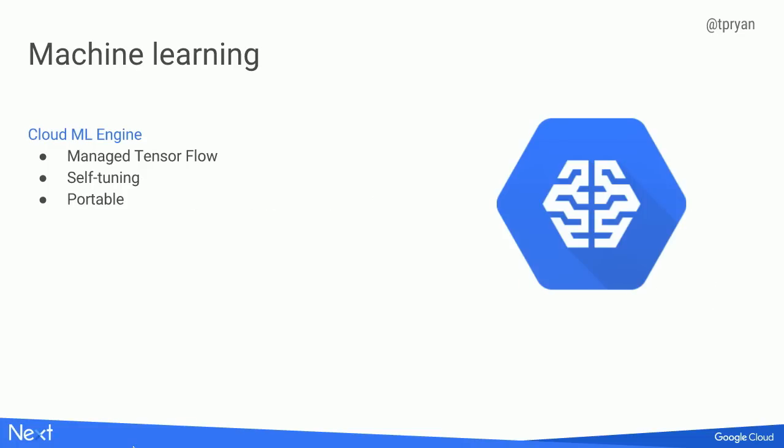So when we get back to machine learning, Cloud ML Engine, we just changed the name, so I apologize for bobbling it. It's managed TensorFlow, which does a whole lot of self-tuning, and it's portable. So you can create a model on your laptop and move it to Cloud ML and have it run in Cloud ML with much more resources that then get self-tuned.